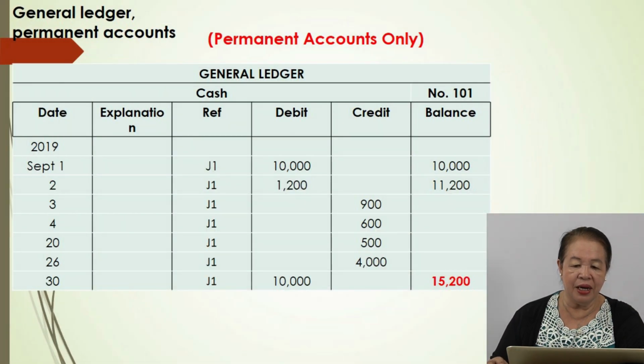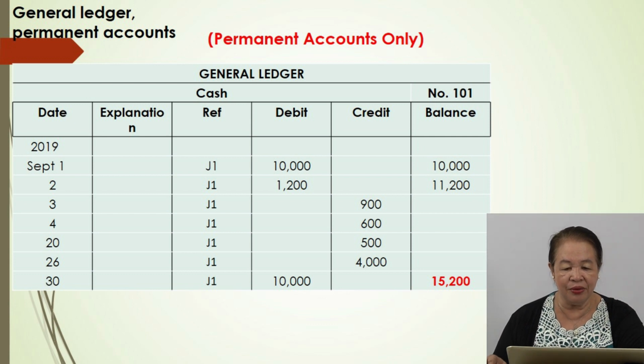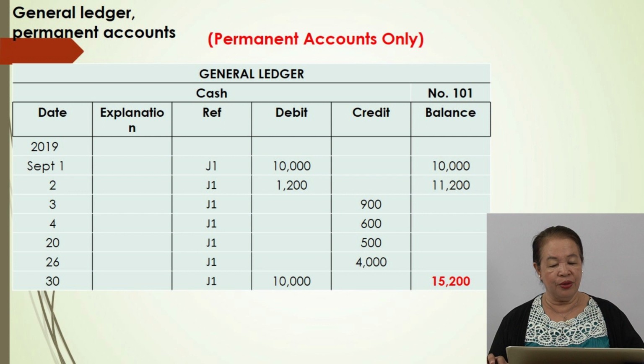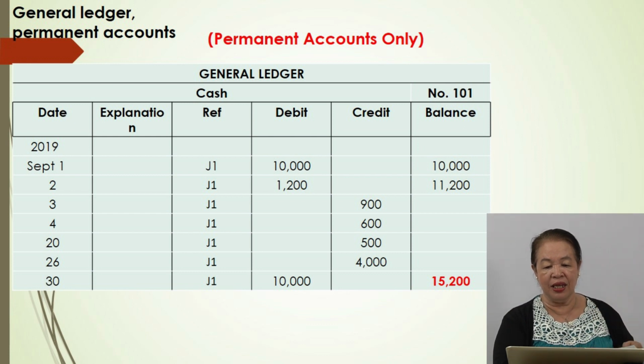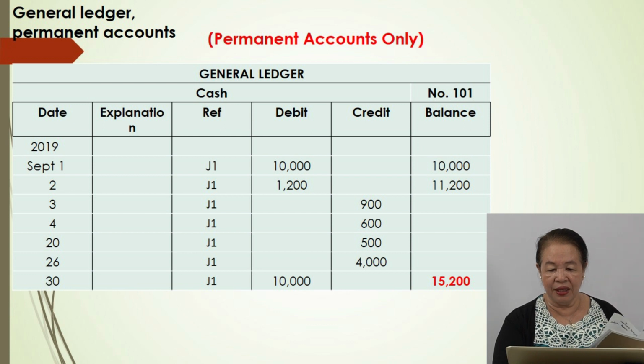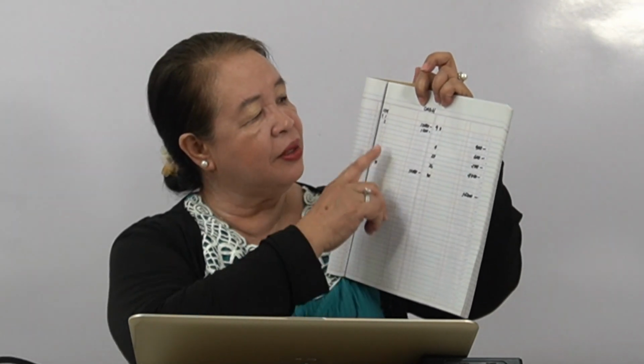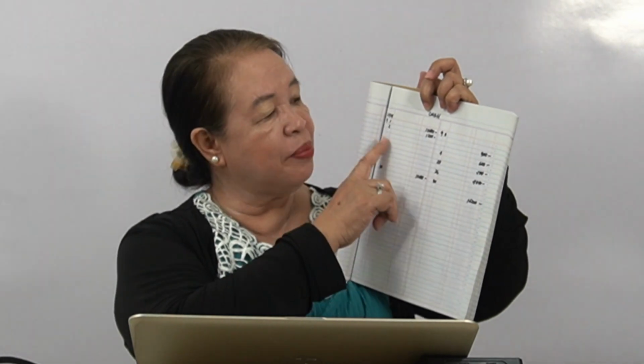So, we have here the permanent account, the general ledger, no? So, ito na yung permanent accounts natin. So, for cash, nandoon yung lahat ng debits at saka sa credit ng cash. At yung ending natin is meron tayong balance na 15,200 for the cash. So ito yun, no. So these are the transactions during the month, kasi yung month lang yung ginamit natin dito, the year, the ending period.